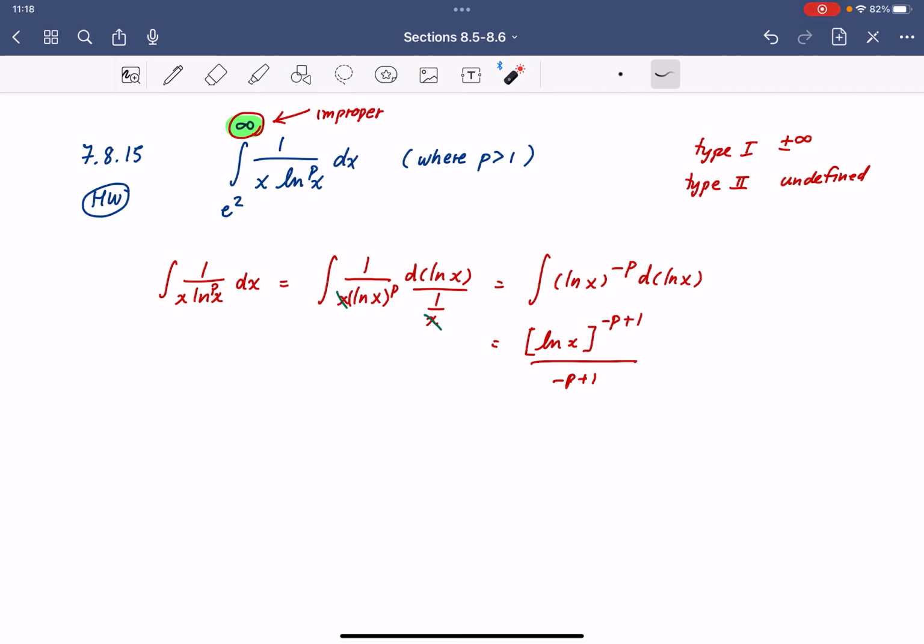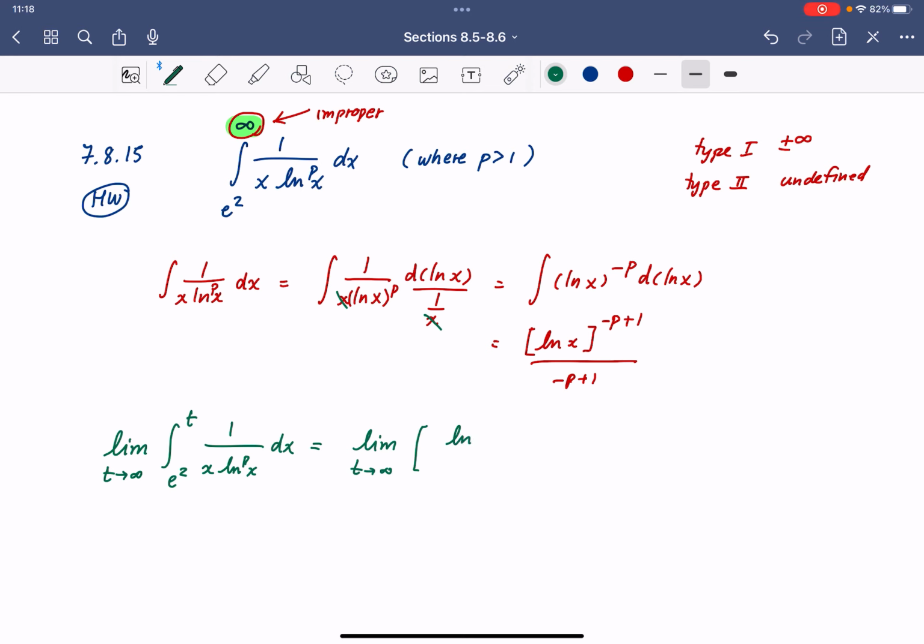Once you get that one, now you go back to the improper integral. It's going to be the limit as t goes to infinity, integral from e squared to t, of 1 over x (log x)^p dx. And then now it's going to be the limit as t goes to infinity. You plug in the function, so I plug in t first, so it's going to be (log t) to the minus p plus 1 over minus p plus 1, and then I plug in e squared, to the minus p plus 1 over minus p plus 1. Can anyone follow up to this part?